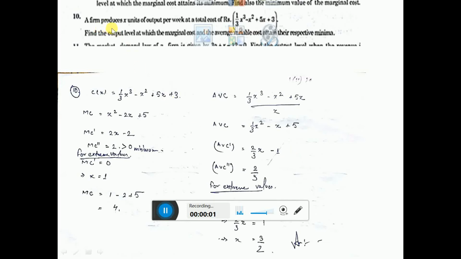A firm produces x units of output per week at a total cost of rupees this. Find the output level at which marginal cost and the average variable cost attain their respective minima. This is the question. So first we have to find marginal cost, then average variable cost.